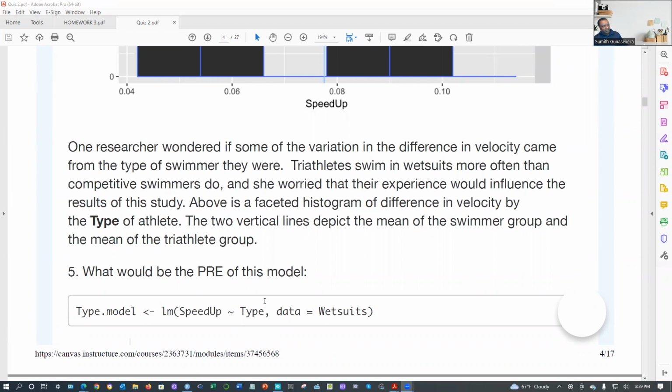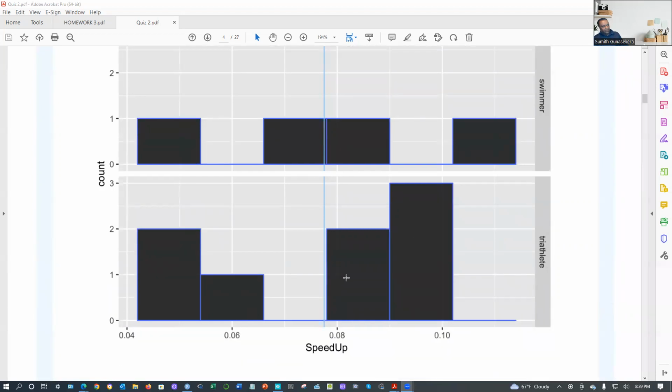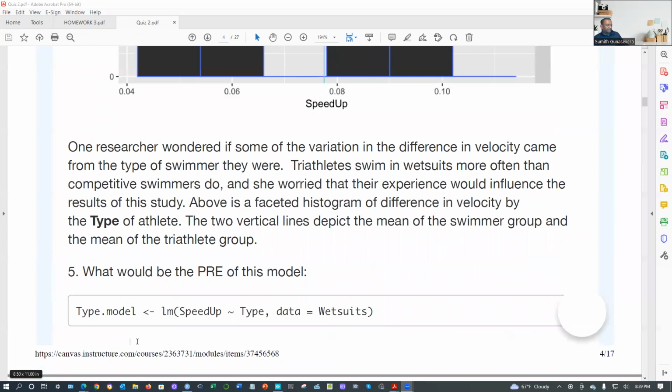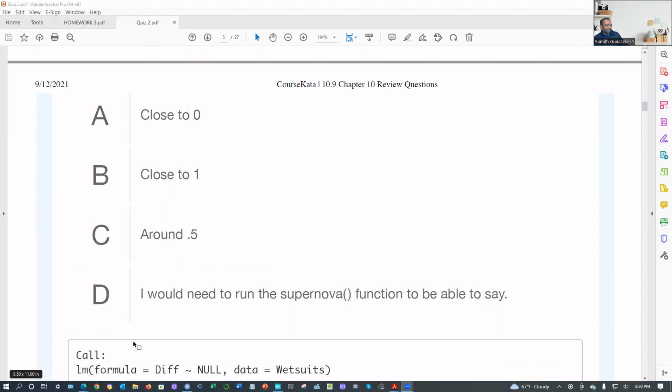Look at here. They were equally balanced over here, they are pretty much the same way. So the proportional reduction in error should be close to zero, close to one, around 0.5. I would need to run the supernova function to be able to see.